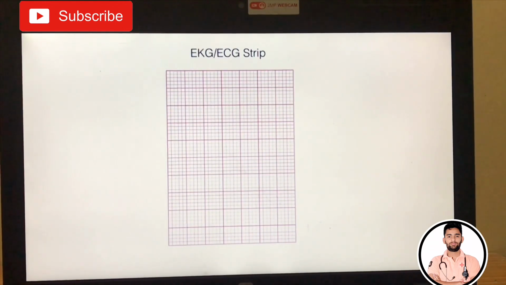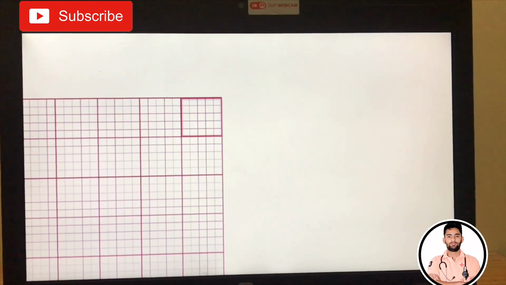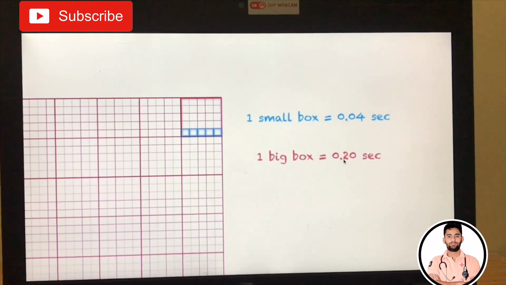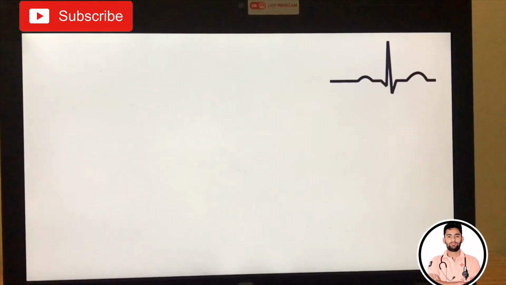In an ECG or EKG, we have a big box, and inside the big box we have 5 small boxes. Each small box is equal to 0.04 seconds. So if a big box has 5 small boxes, that means one big box is equal to 0.20 seconds. But really, as long as you know that one small box is 0.04 seconds. So let us get on with our 5-step ECG or EKG interpretation.